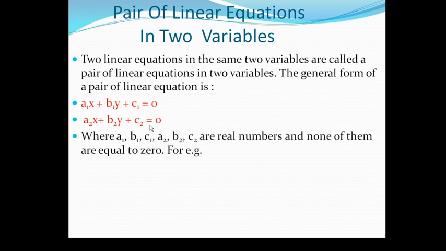Now, where a1 b1 c1 a2 b2 c2 are real numbers and none of them are equal to 0, that means these numbers should not be equal to 0. So this is the general form of a pair of linear equations. Let's have a look at the example. See, 3x plus 4y plus 6 equals 0. Here 3 is a1, 4 is b1 and 6 is c1. Similarly for the second equation, here there is no coefficient written, so that means 1 is there, a2 is 1, b2 is 2 and c2 is 3. I hope you understand the example.